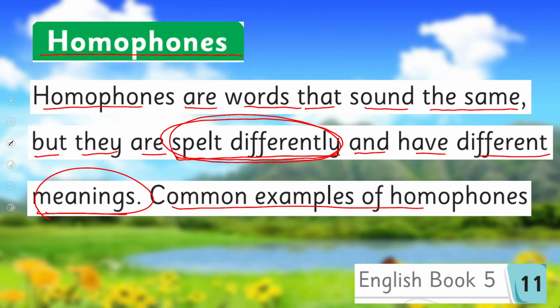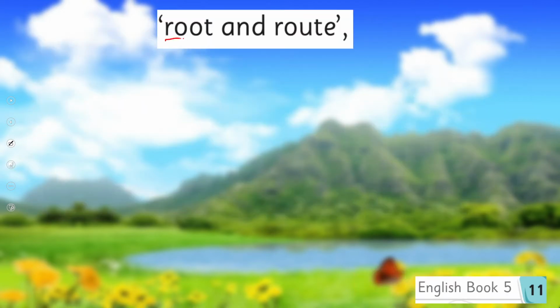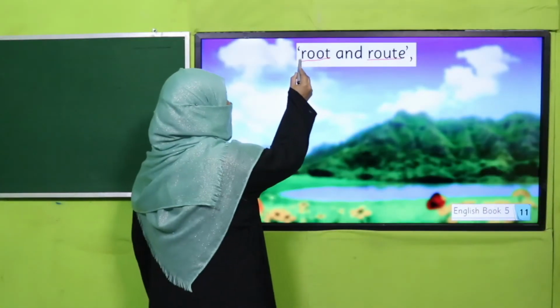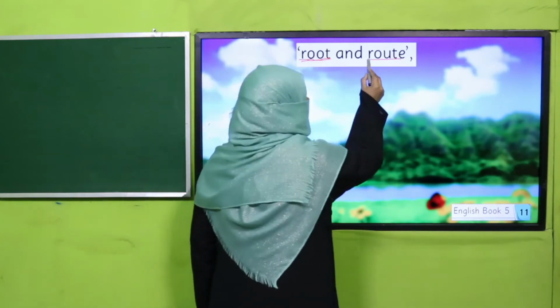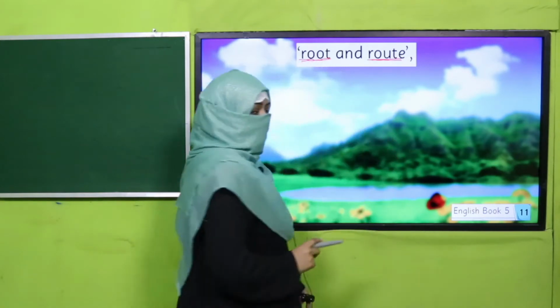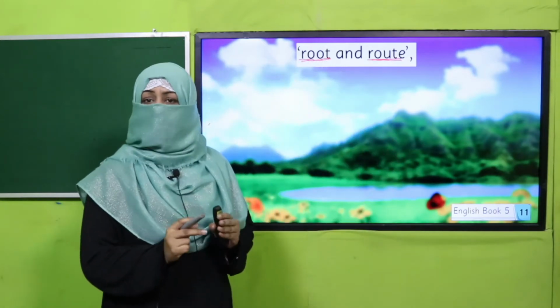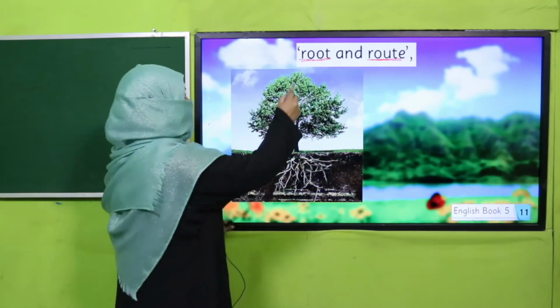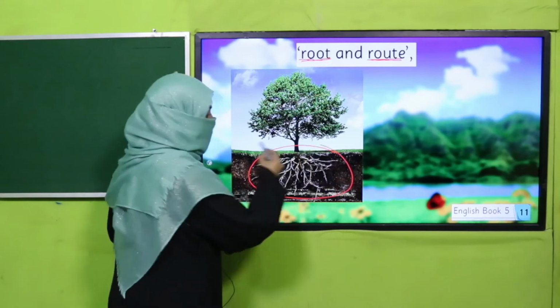Its common examples are root and route. These are two words. They are spelled differently: R-O-O-T, R-O-U-T-E. We pronounce it likewise, root. So what does this root refer to? It refers to the roots of a tree.